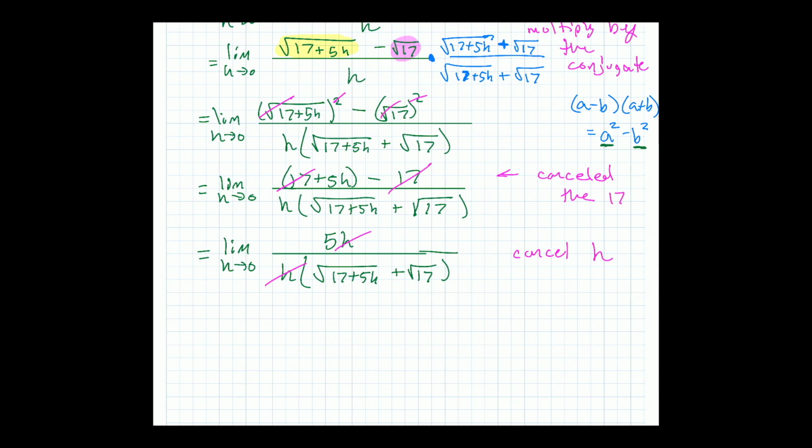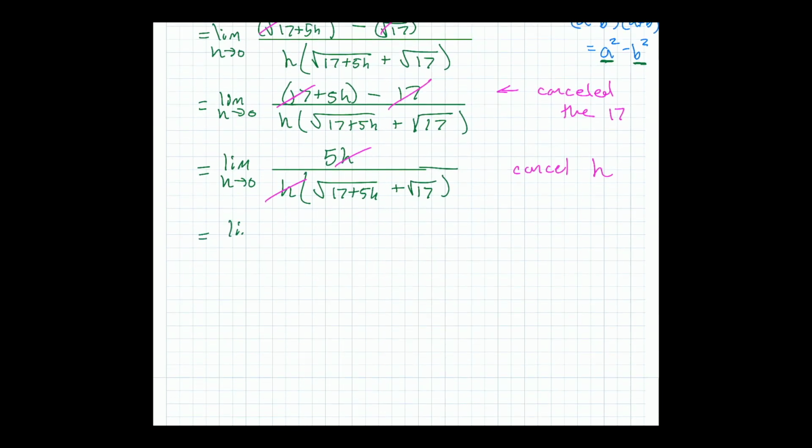Okay, so we canceled the h. Now what do we have? H goes to 0, 5 over square root 17 plus 5h plus square root 17. Now canceling that h top and bottom means that there's no divide by 0 anymore. And if there's no divide by 0 anymore, we have learned in limits like this from the past that we can just plug in h equals 0 now to evaluate it. So just plug in h equals 0 and we should get some kind of an answer here.